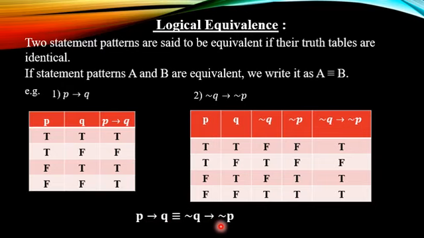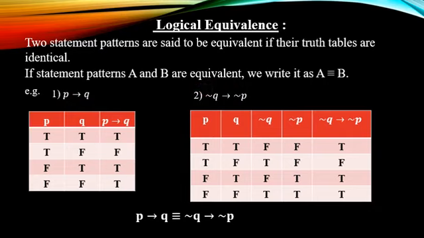In the last lecture we studied converse, inverse, and contrapositive, in which we know that negation Q implies negation P is the contrapositive of P implies Q. That means every conditional statement is logically equivalent with its contrapositive. That means these two statement patterns, P implies Q and negation Q implies negation P, have the same meaning.